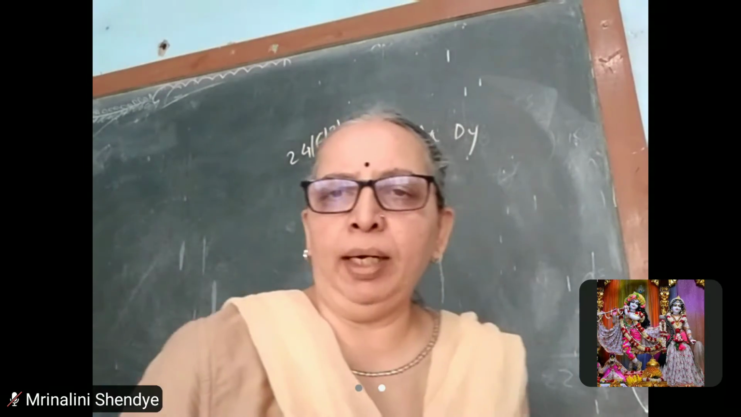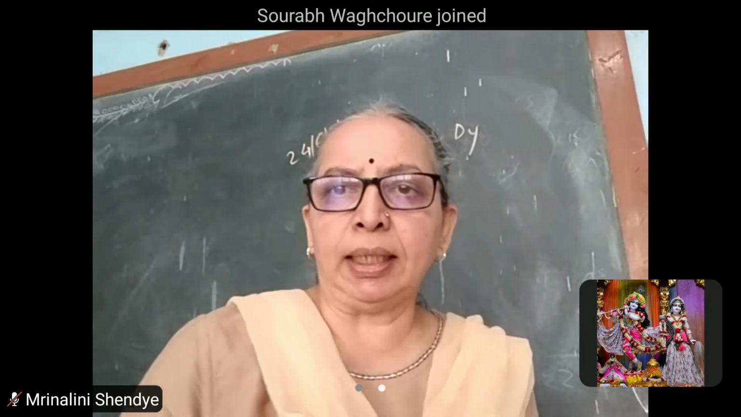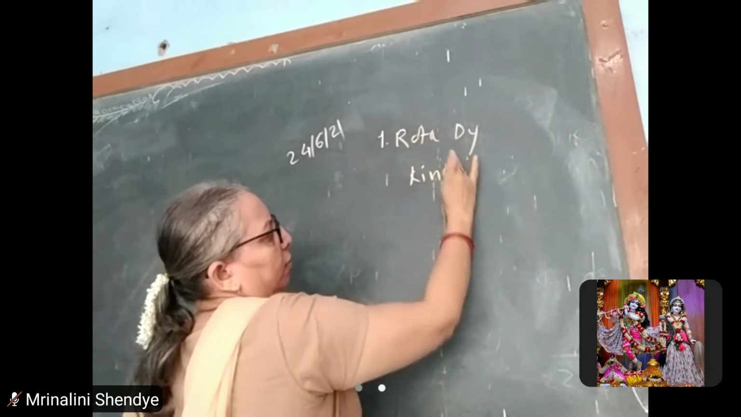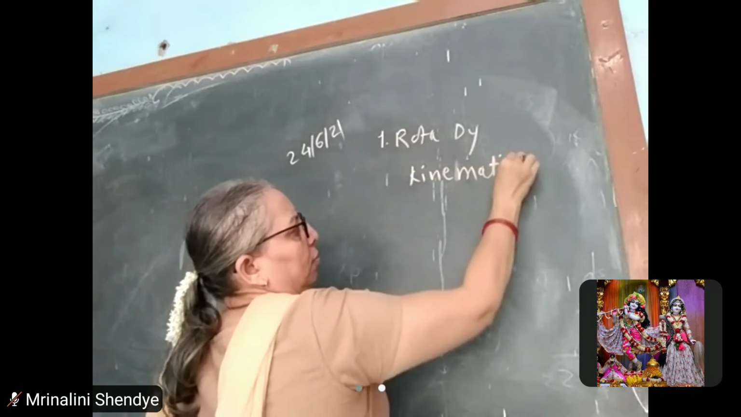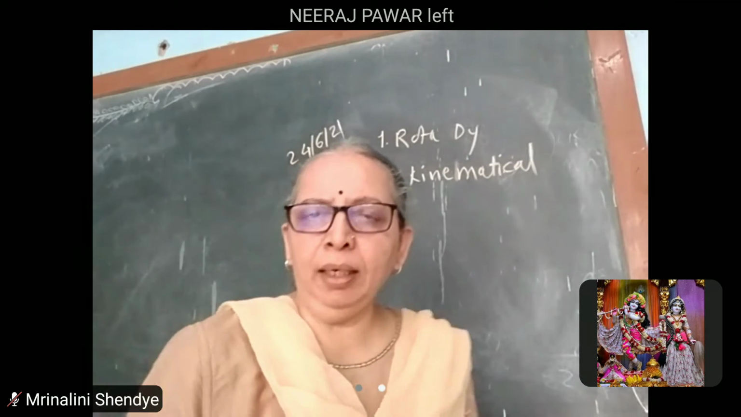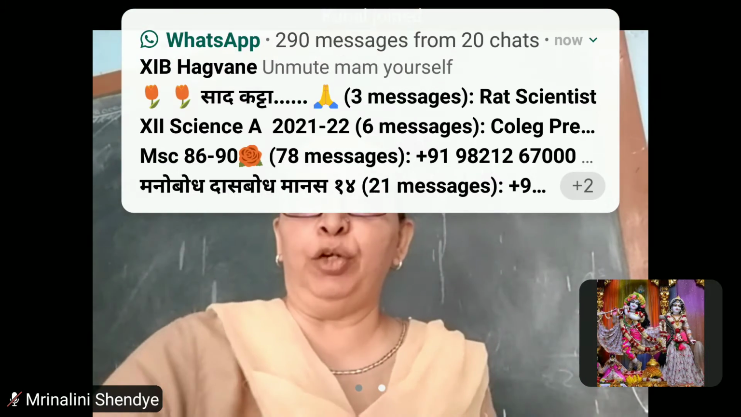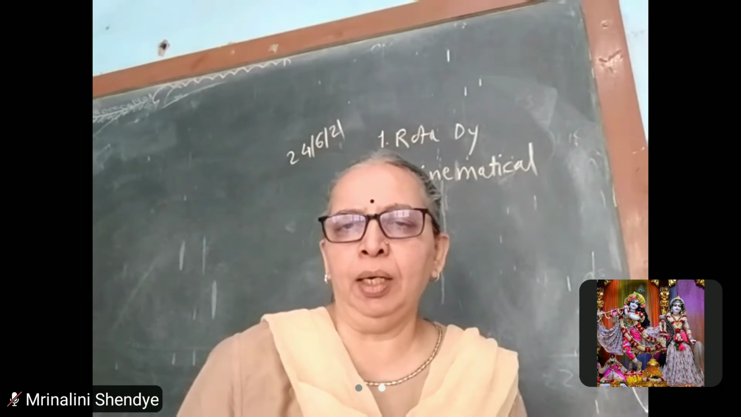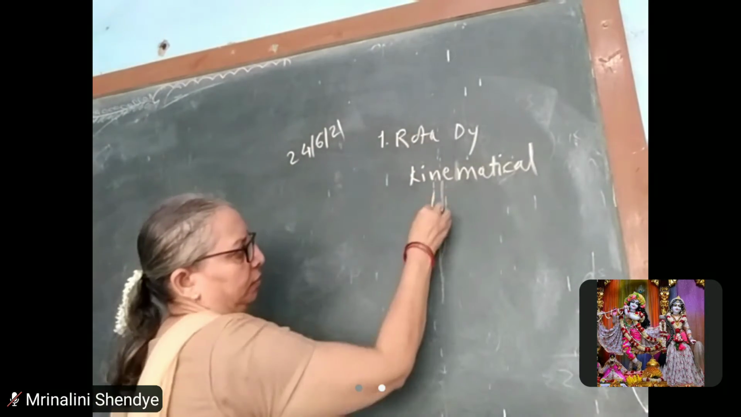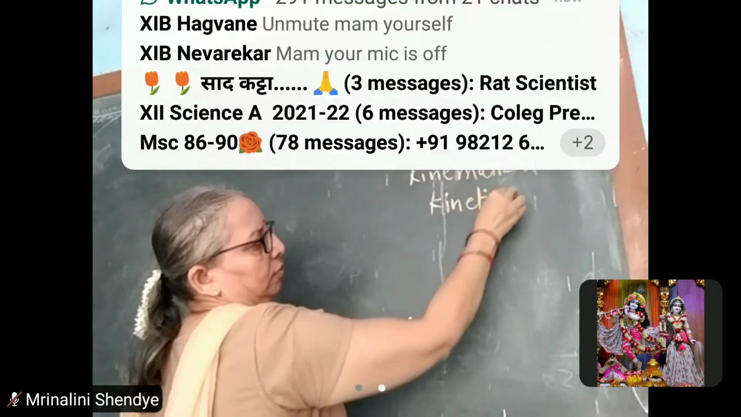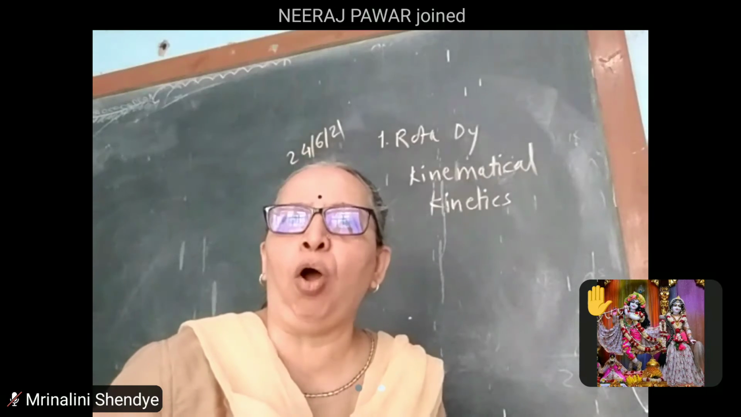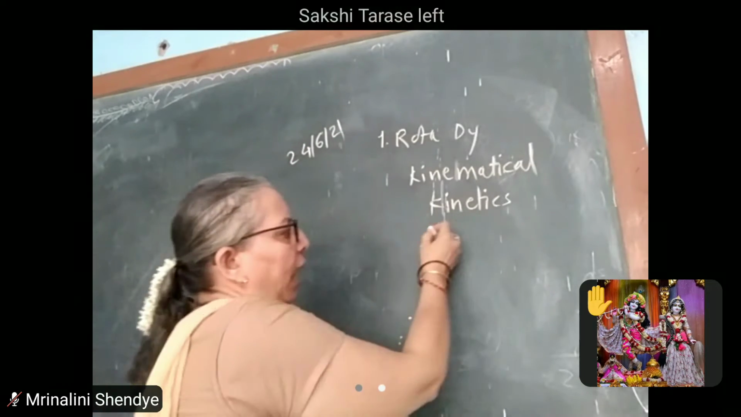Yesterday we were talking about circular motion. Yesterday we discussed its kinematical part, assuming the body already is executing circular motion. Today we will proceed further with its kinetics, that is the dynamical part, in which we concentrate on the cause behind the motion.